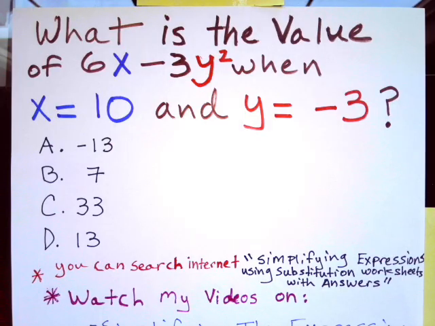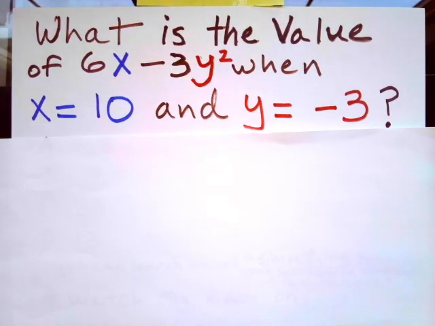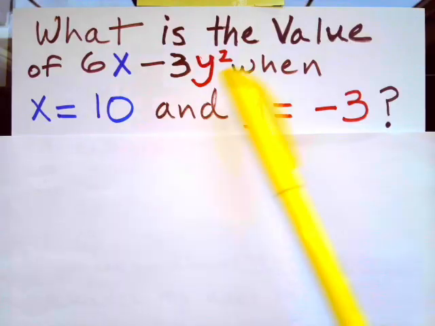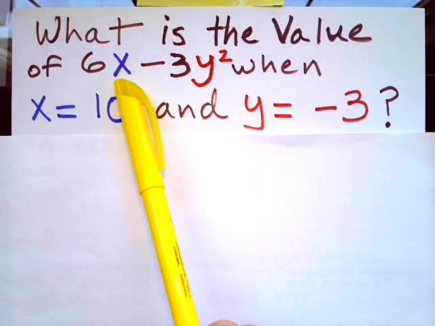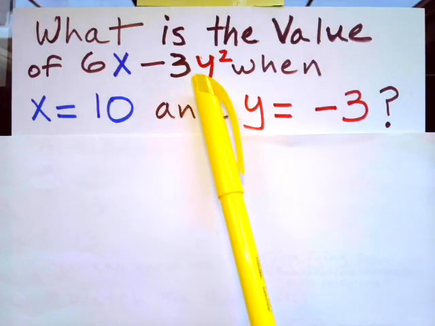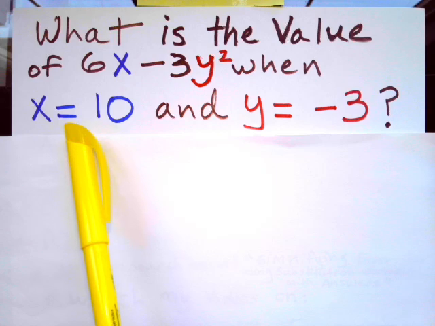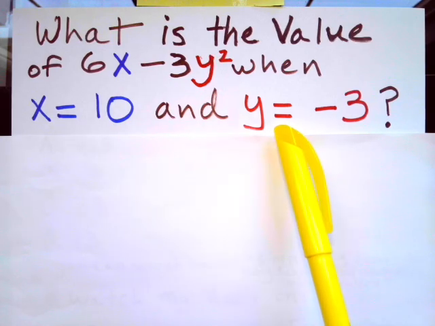So we're continuing on working on some of the GED type of math assessment questions. And I'm just going to dive right on in here. What is the value of 6 times x minus 3, or plus a negative 3 times y squared, when x equals 10 and y equals negative 3?